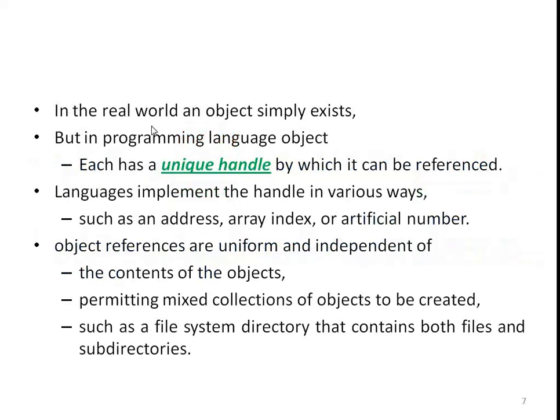In the real world, an object simply exists, but in a programming language, an object has a unique handle by which it can be referred. Languages implement the handle in various ways such as address, array index, or artificial number. Object references are uniform and independent of the contents of the object, permitting mixed collections of objects to be created, such as a file system directory that contains both files and subdirectories. It is a mixed collection of objects.